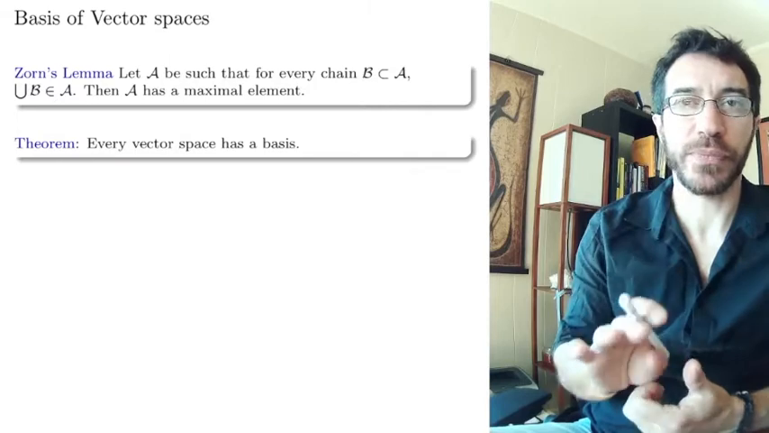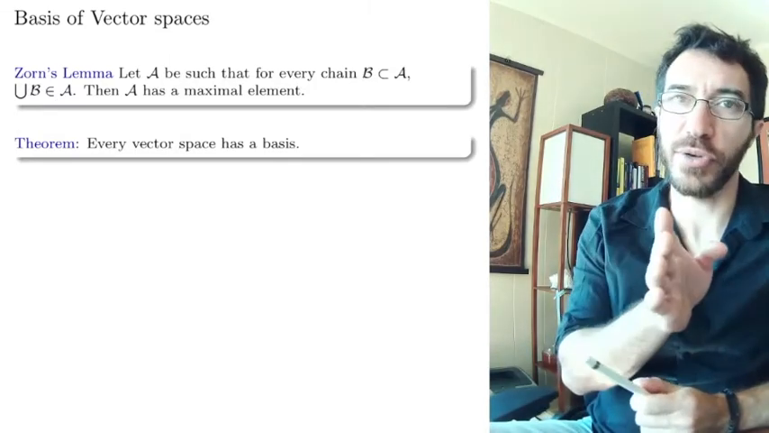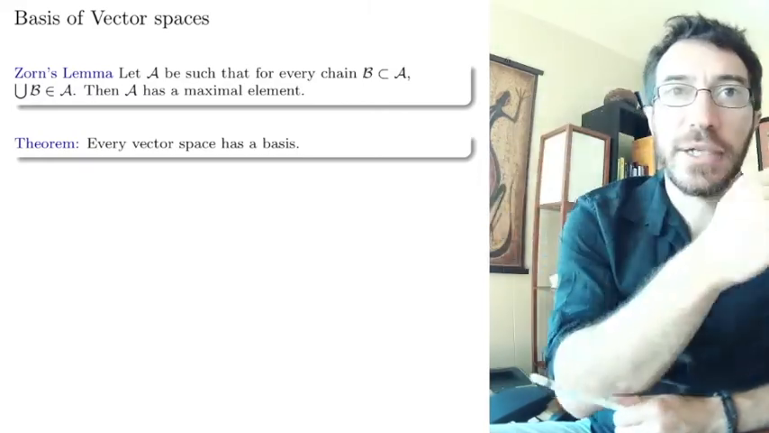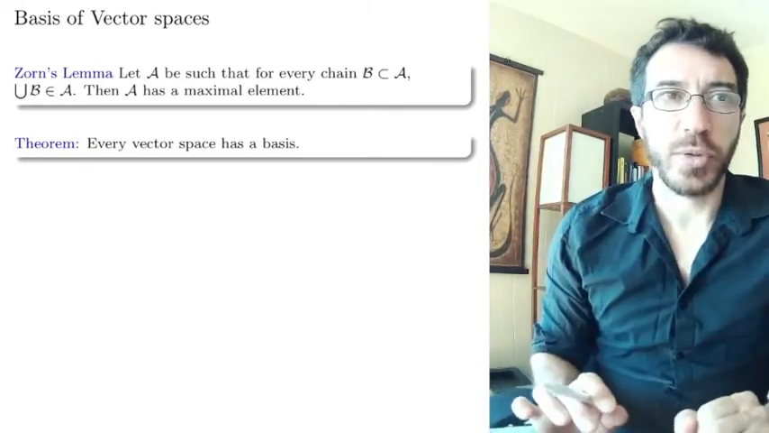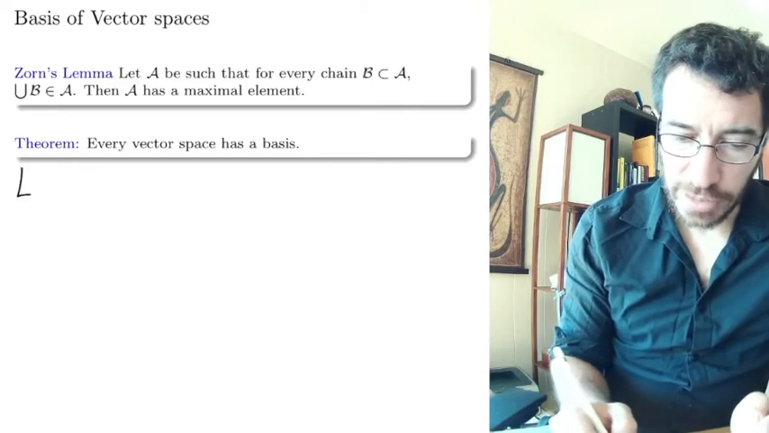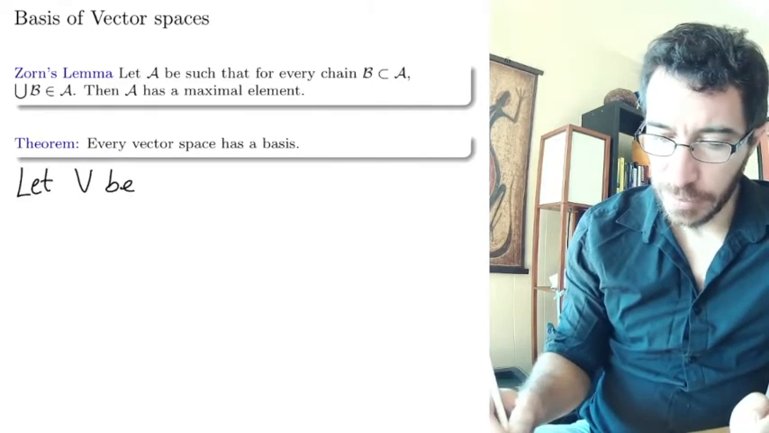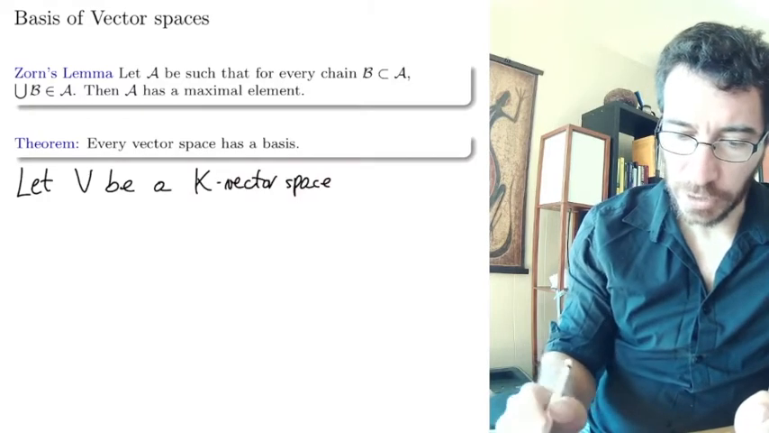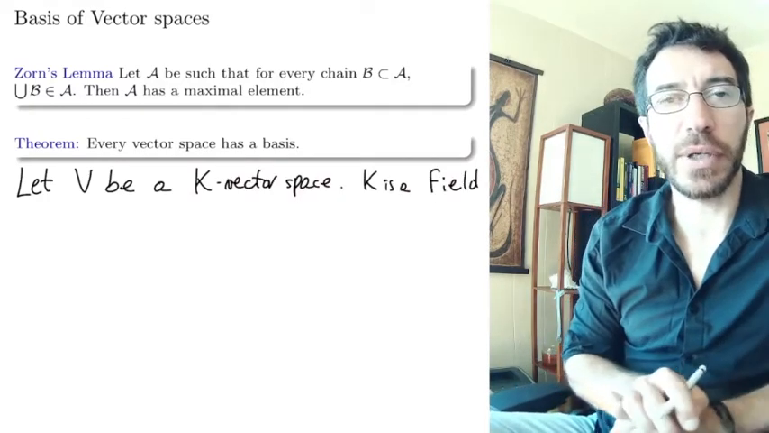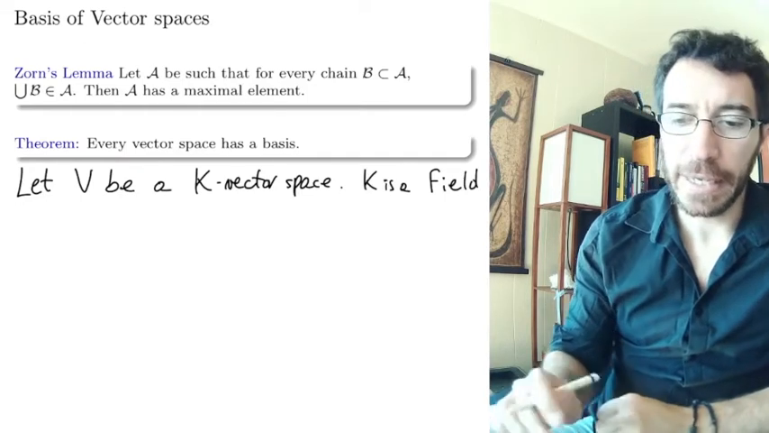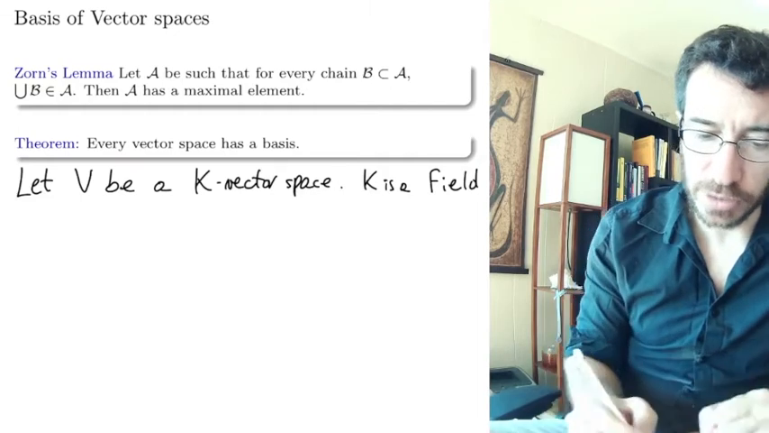Okay, so please, if you don't remember what this is, stop the video, go back to your notes from algebra to review what this is, because we'll use vector spaces in this one. So let's start considering a vector space. Let V be a K vector space, where K is a field. Right? For every field, we can have a vector space over that field. And let's just recall what the basis was.